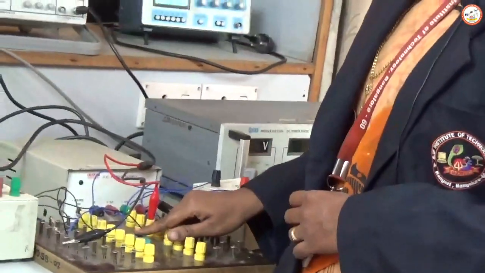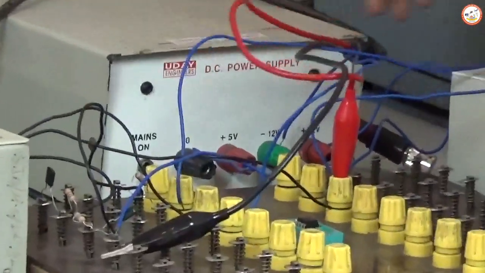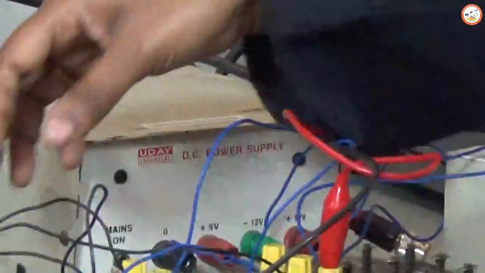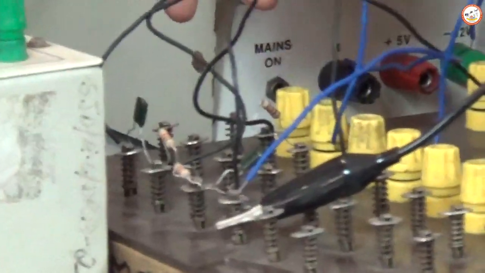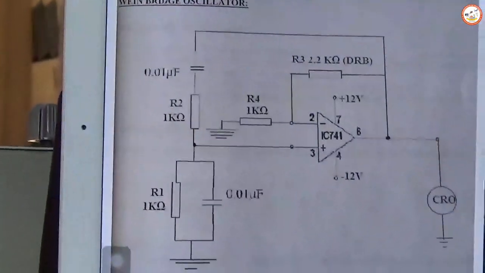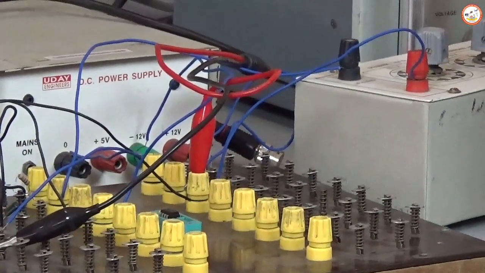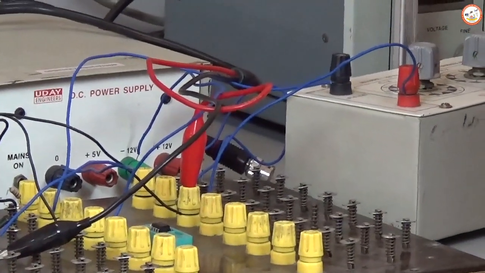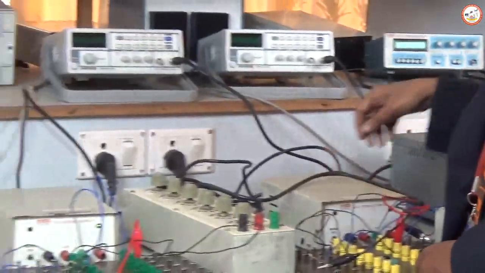Again the same: operational amplifier, give a power supply to pins 7 and 4, plus or minus 12 volts. Then connect the RC sections, one RC in series, another RC in parallel, and the junction of that must be given to the third terminal. That means we use the op amp as a non-inverting amplifier. Then the feedback resistor, from the second terminal to the sixth terminal, is a DRB, decade resistance box, 2.2 kilo ohms which we need to set, which is kept at 2 kilo ohms, and the hundreds we are supposed to change. Then you can observe the output.